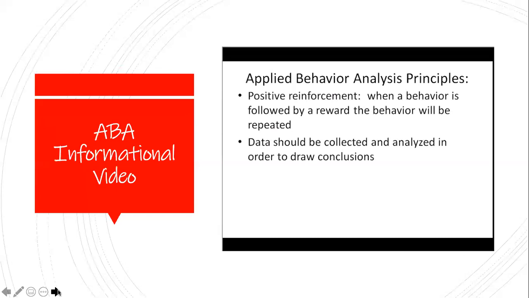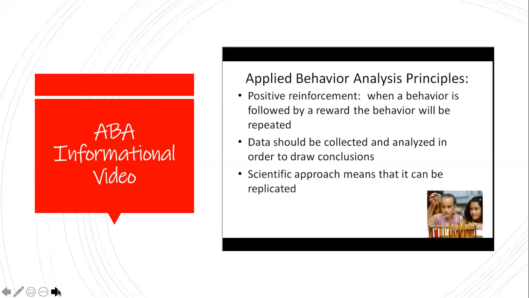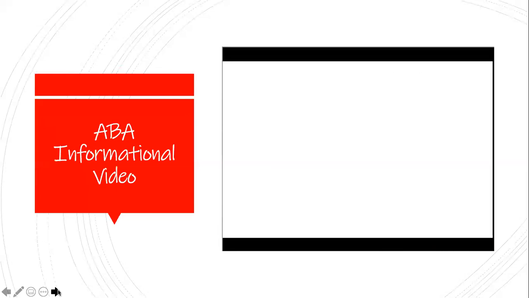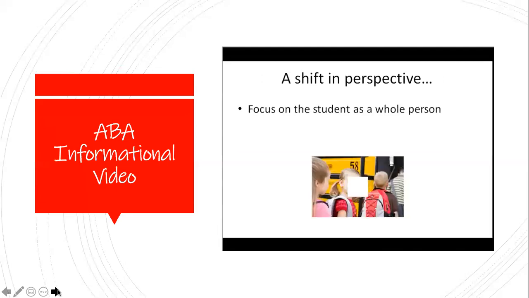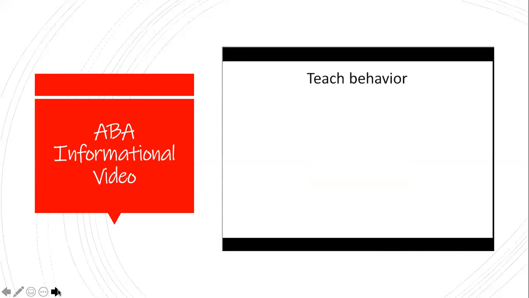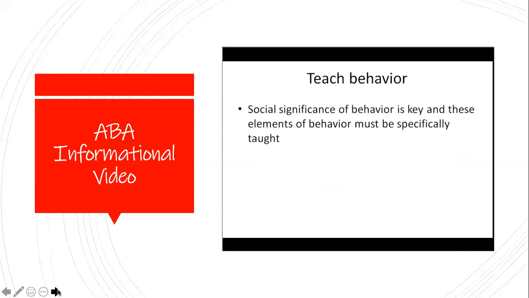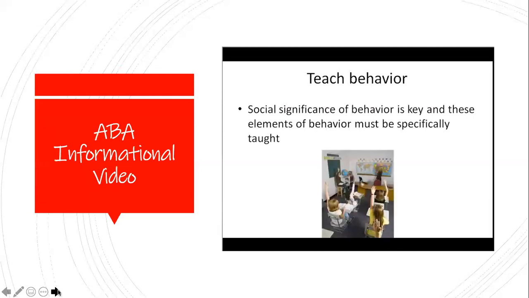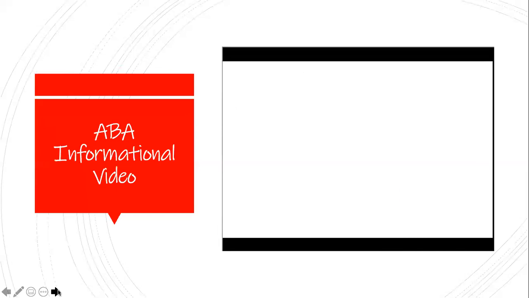Data should be collected and analyzed in order to draw conclusions. And the scientific approach means that it can be replicated in other environments. It's a shift in perspective for many of us. It's a focus on the student as a whole person. It means we teach behavior. The social significance of behavior is key, and these elements of behavior must be specifically taught, particularly to those students who don't pick them up without direct instruction.